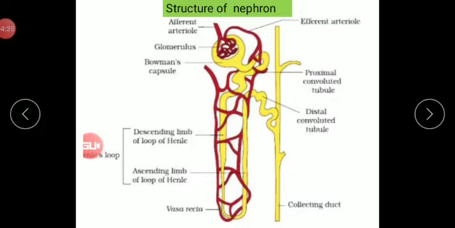It begins with the double-walled cup-shaped structure called the Bowman's capsule, which encloses the glomerulus, and also we know that the tubule continues further to form a highly coiled network. We know that it is a coil-like structure, hence we call it the proximal convoluted tubule.